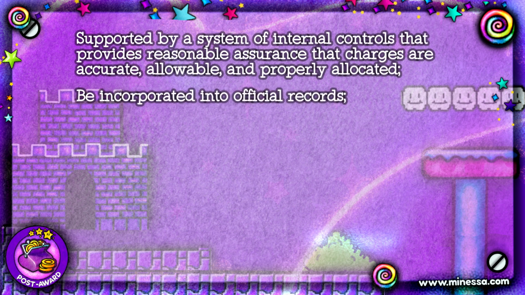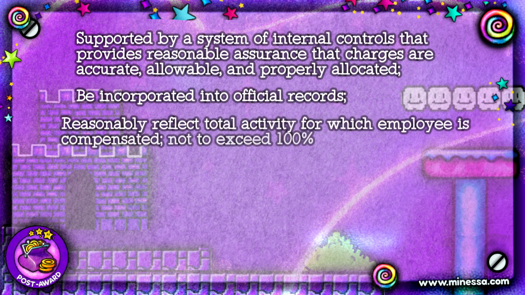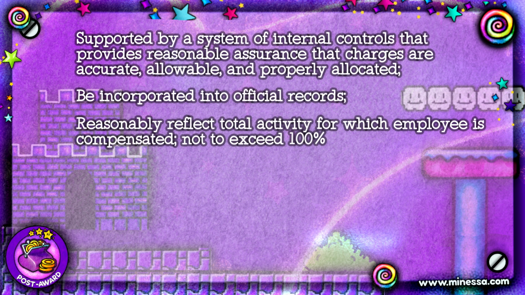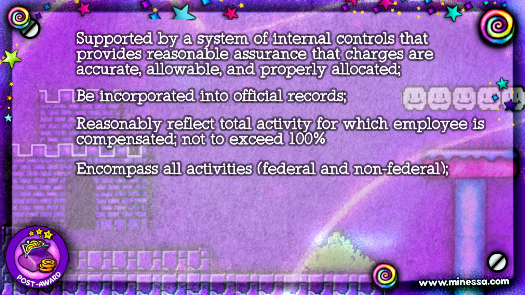Remember earlier when I said it becomes part of the official records? That's what that means. It has to reasonably reflect the total activity for which an employee is compensated, not to exceed 100%. It has to cover all of their activities. So if they are required to report effort, then they are required to report effort on all of the things. Okay. If they're not required to report effort at all, then they don't need to. But if they are required to report effort, then they need to have that recorded somewhere.